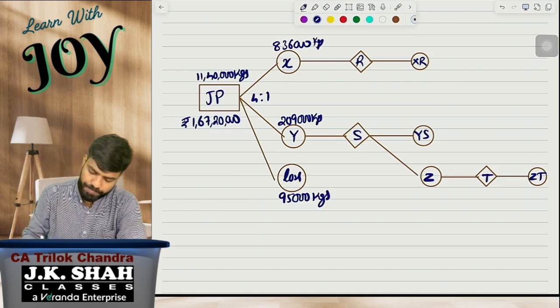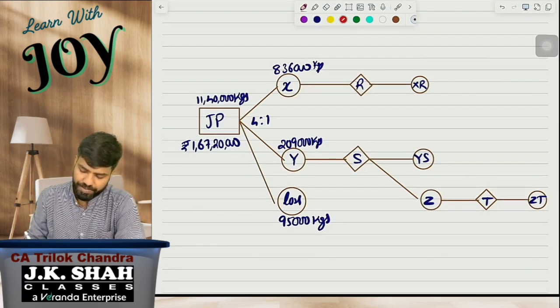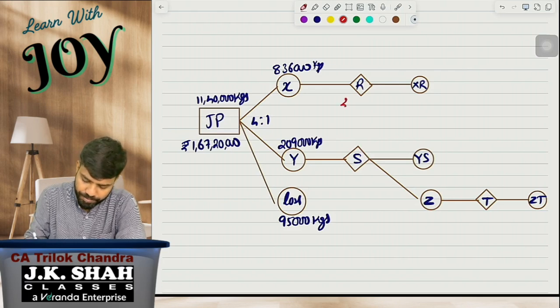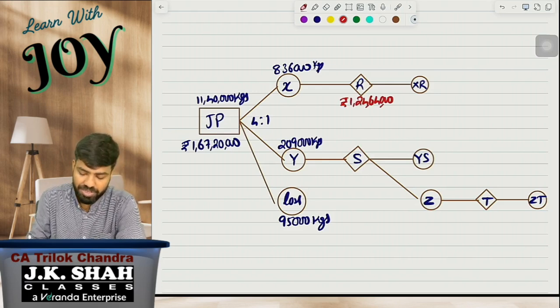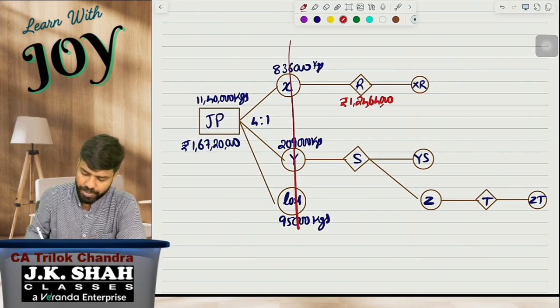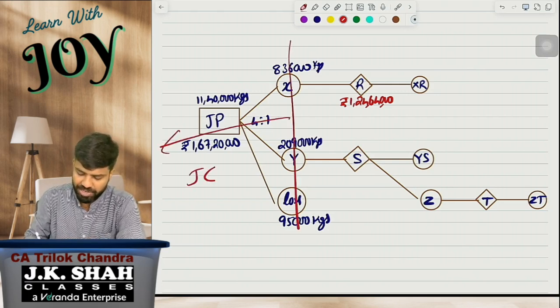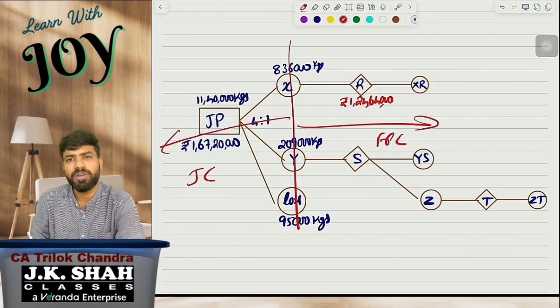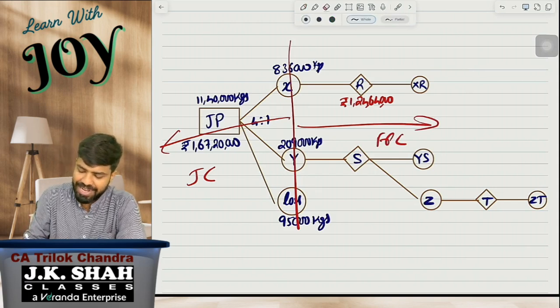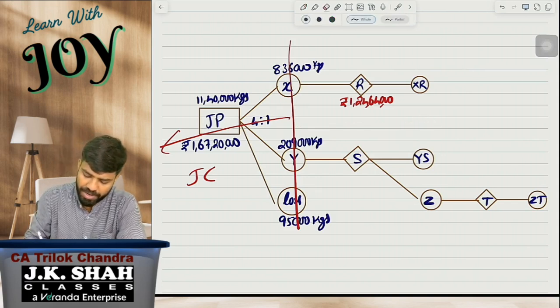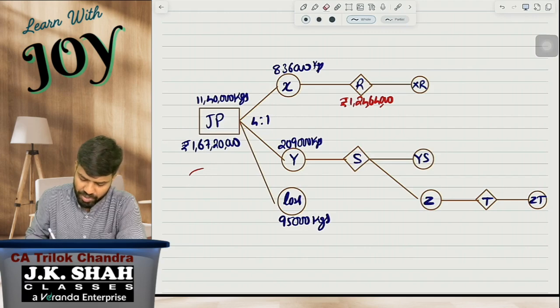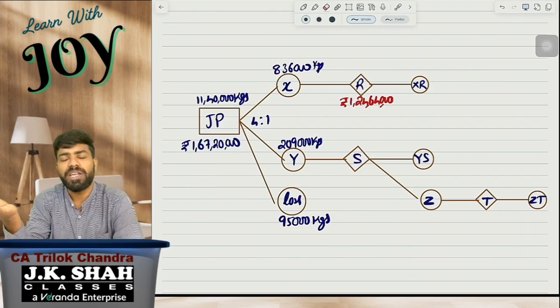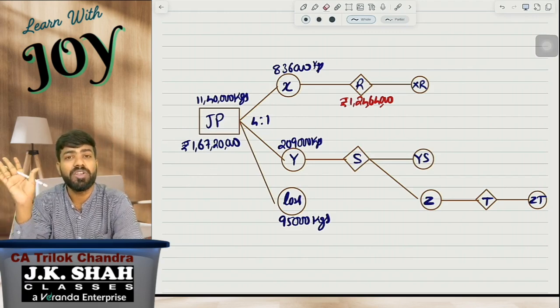Now, in the R department, how much are we incurring? 1 crore 24 lakh 64,000. This is the further processing cost of X. It's simple: before this, whatever we incur is called joint cost. After this, whatever we incur, we call it a further processing cost. We all know that. Until the split off point, whatever the cost incurred, that is joint cost. After the split off point, whatever the cost incurred is called the further processing cost.